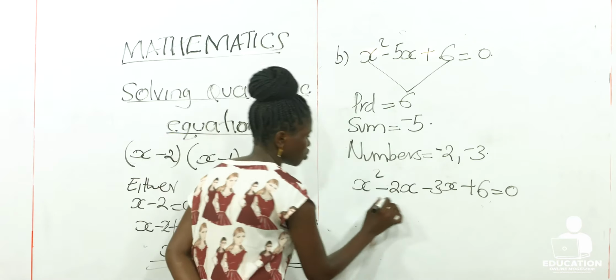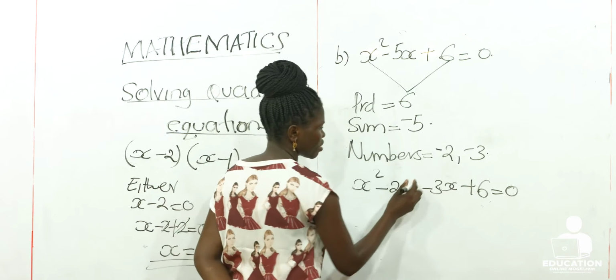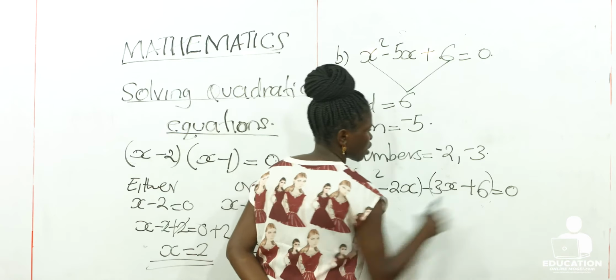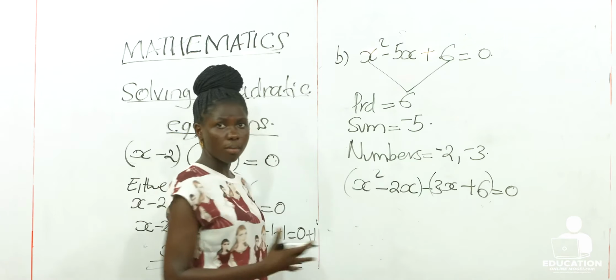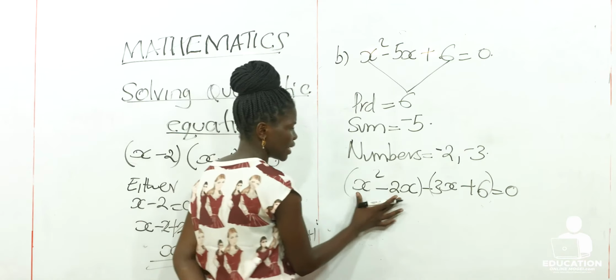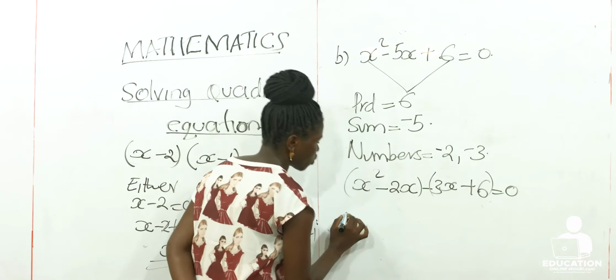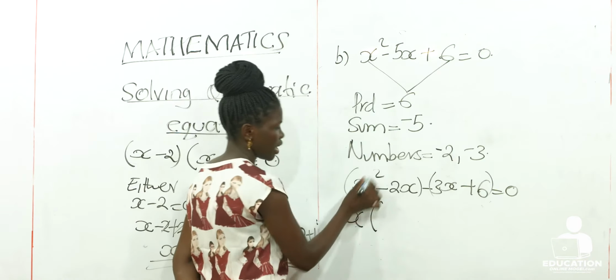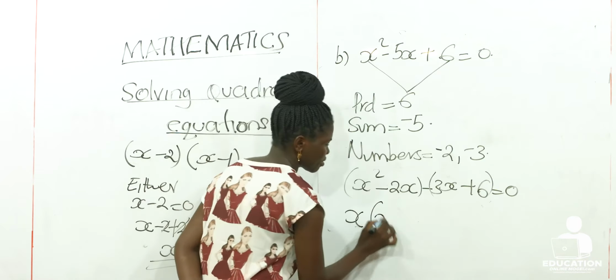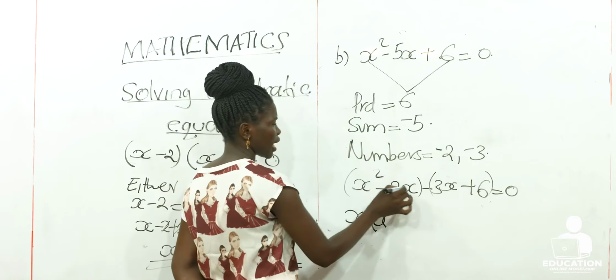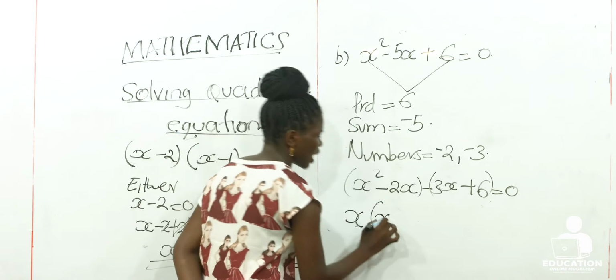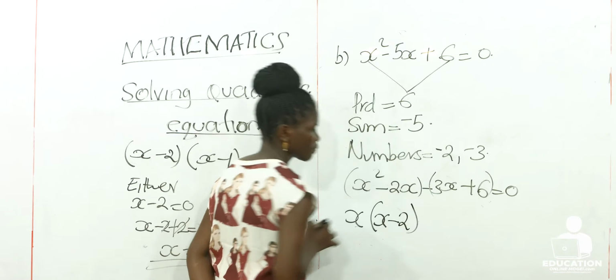So we continue. After having this, we regroup. After grouping, we identify the common factors. Then we factor it out. For example, for the first bracket, we can say that x is common to both. So we bring out x. x squared divided by x will give us x. Then negative 2x divided by x, we shall have negative 2 as our answer.